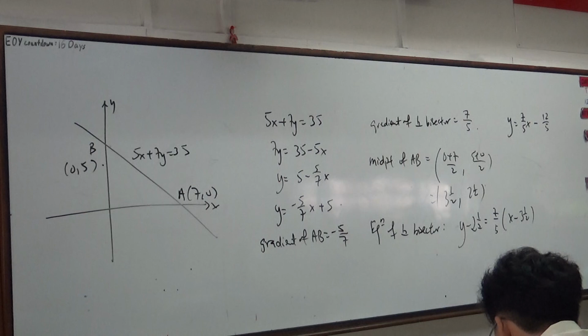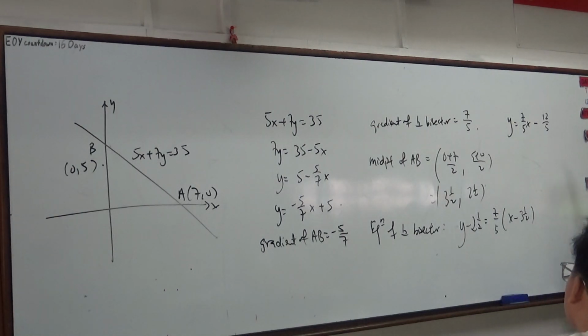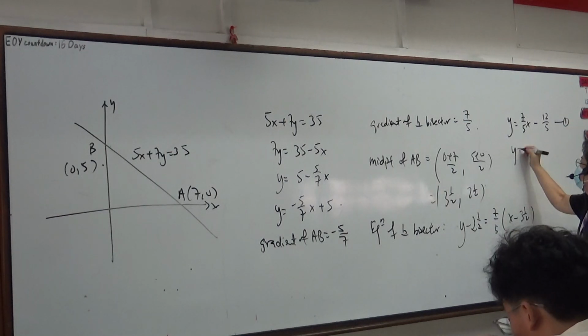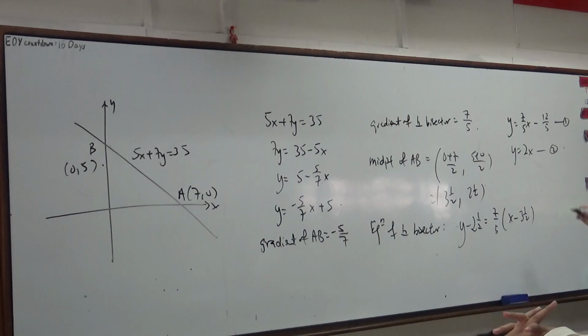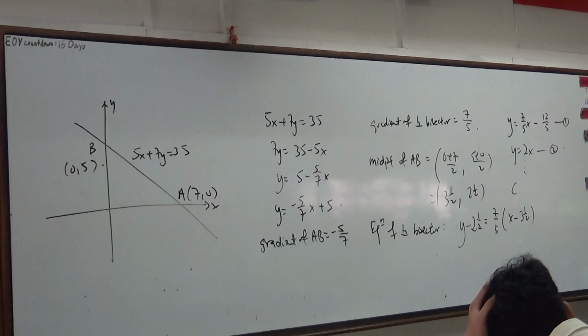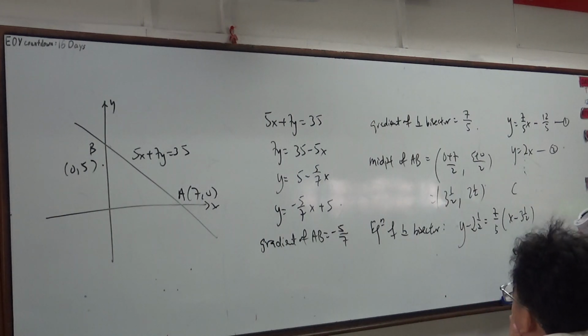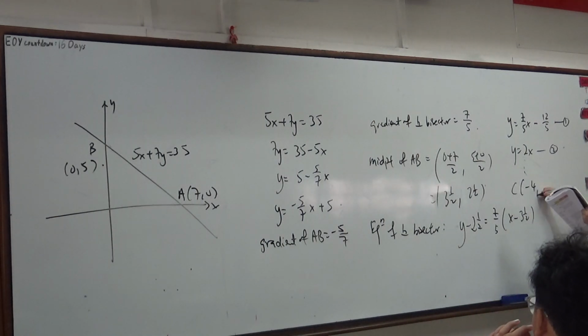What did the question say? Find the coordinates of C. And what is this C? The intersection of the perpendicular bisector and the line y equals 2x, right? That means this is equation 1. y equals 2x is equation 2, right? You have to solve this to get C, correct? If I solve this to get C, I will get C as (-4, -8).